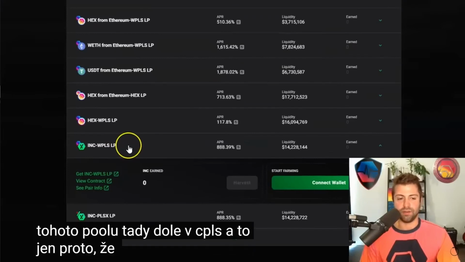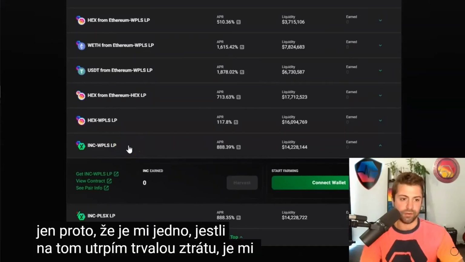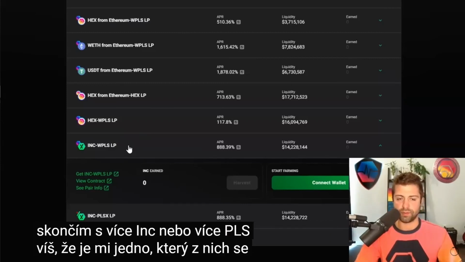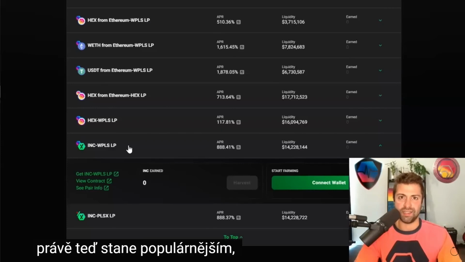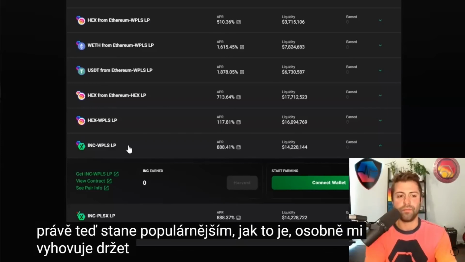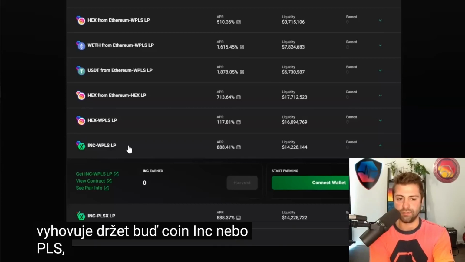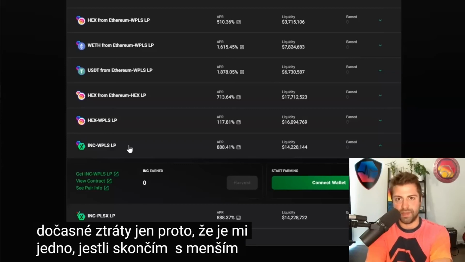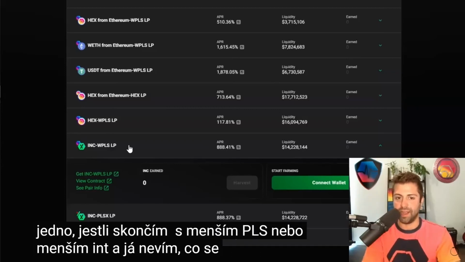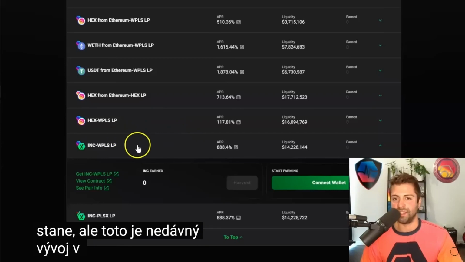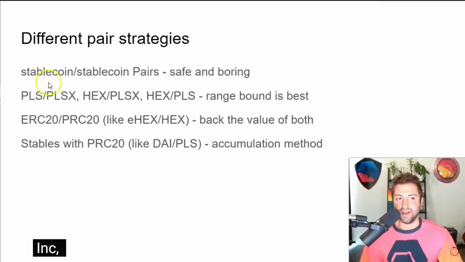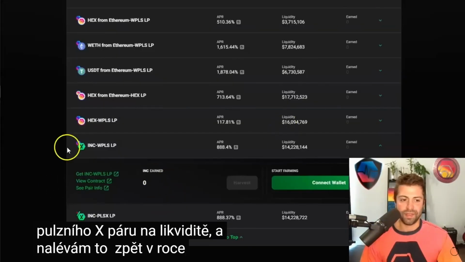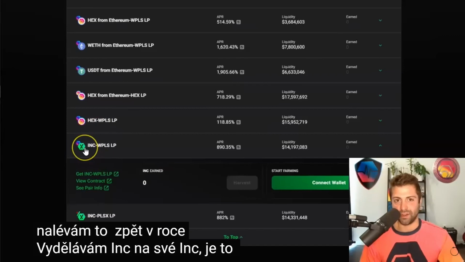And that's just because I don't care if I get impermanent loss on this. I don't care if I end up with more INC or more PLS. You know, I don't care which one becomes more popular. Right now, as it stands, personally, I'm comfortable holding either coin, INC or PLS. So I'm taking the risk of impermanent loss here just because I don't care if I end up with less PLS or less INC, and I don't know what's going to happen. But this is the recent development in my experiment. Again, I'm taking the INC that I'm earning from the PulseX pair on liquidity, and I'm funneling that back in, and I'm earning INC on my INC. It's kind of crazy, I know.